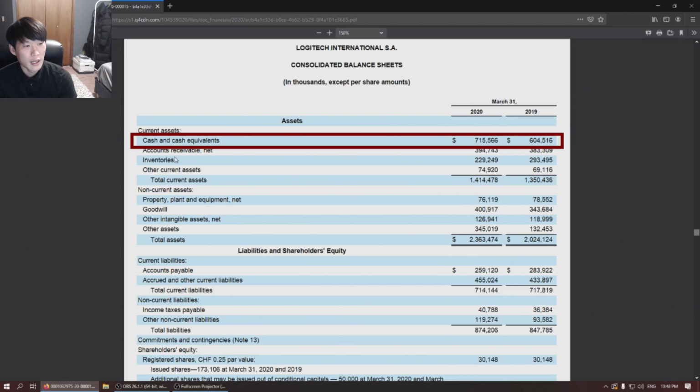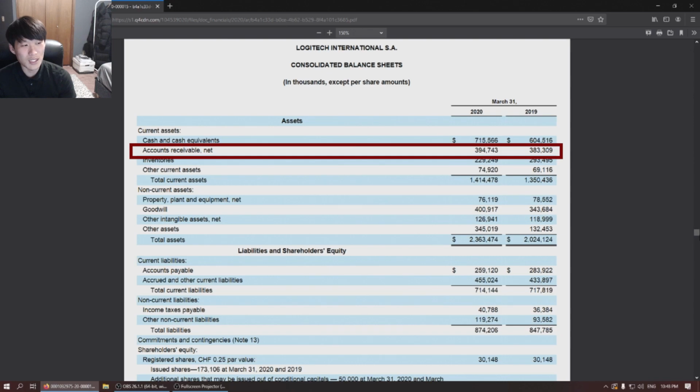The next line here is accounts receivable. Accounts receivable is money or cash owed to Logitech by another company. It's short-term credit to the client, for the client to pay not right away, but typically within the year. In Logitech's accounts receivable, they should be expecting about $394 million coming into their accounts from the sale of products, services, and so on. That is that second line.